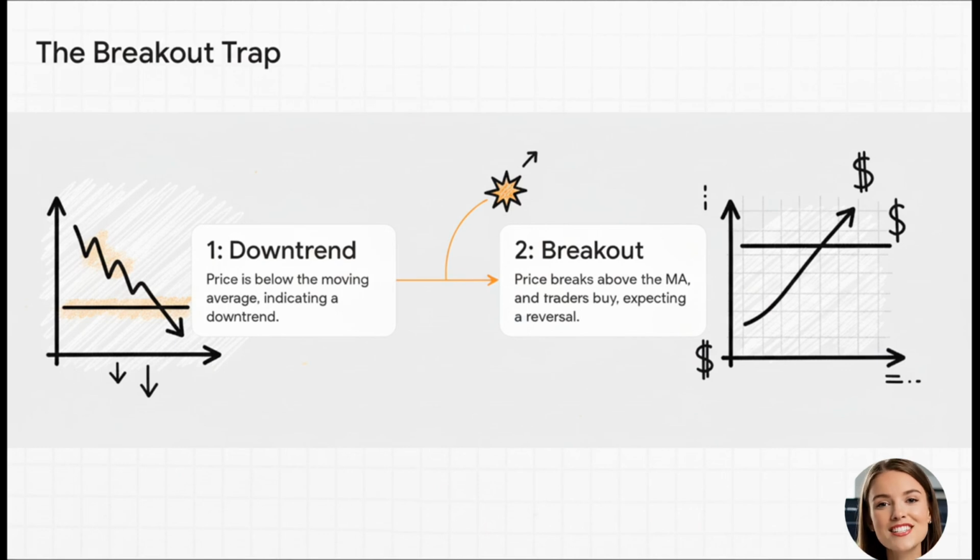First up is the breakout strategy. Now the logic? It seems pretty sound. Price has been going down, staying below the moving average. Then all of a sudden it punches right through it. The natural assumption is, hey, this must be the start of a new uptrend. So traders pile in and buy.